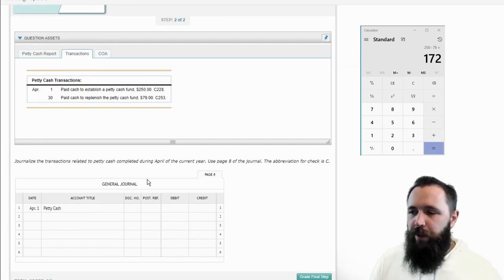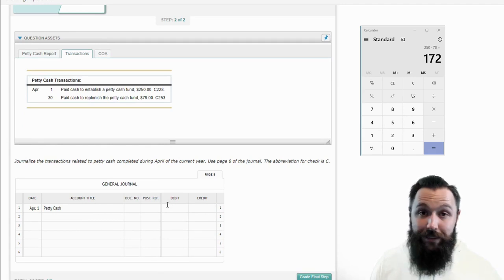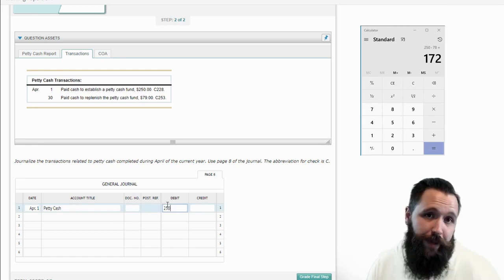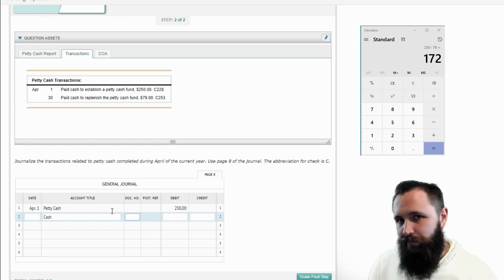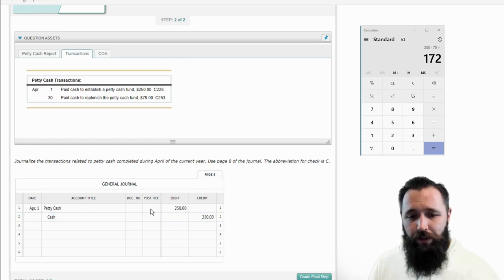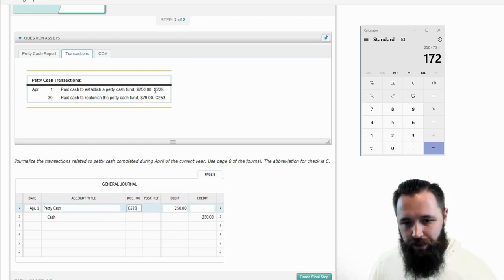And then from here, what's actually going to happen? Well, petty cash is a normal debit balance. We need to increase it, and we're going to increase this by $250. Well, how do we pay for the petty cash fund? Ironically enough, with cash, right? So $250. Then what's our document number? It's going to be check 228.